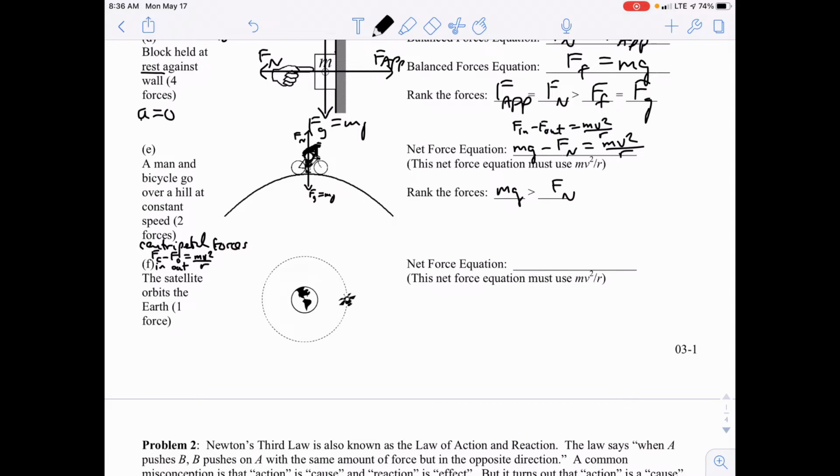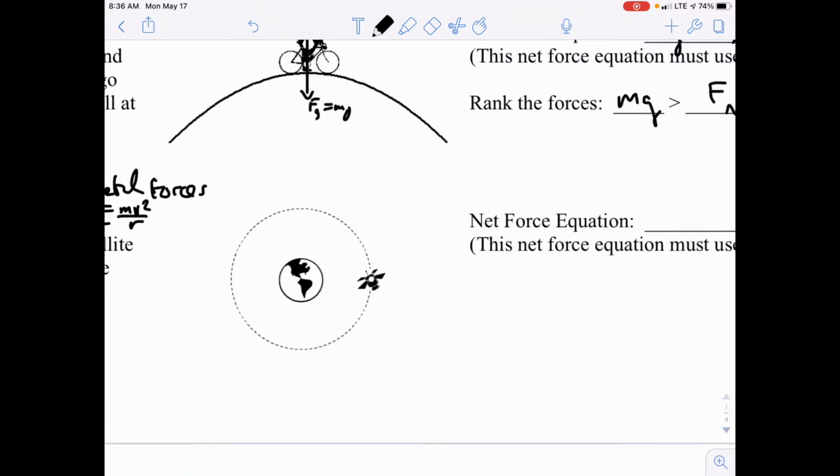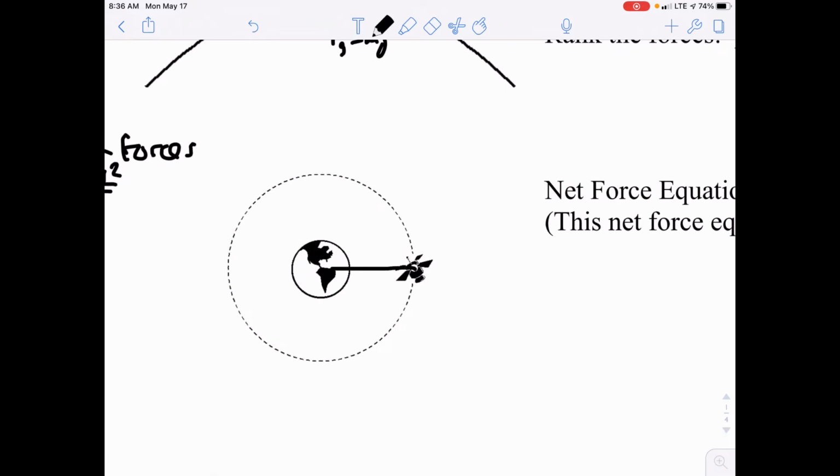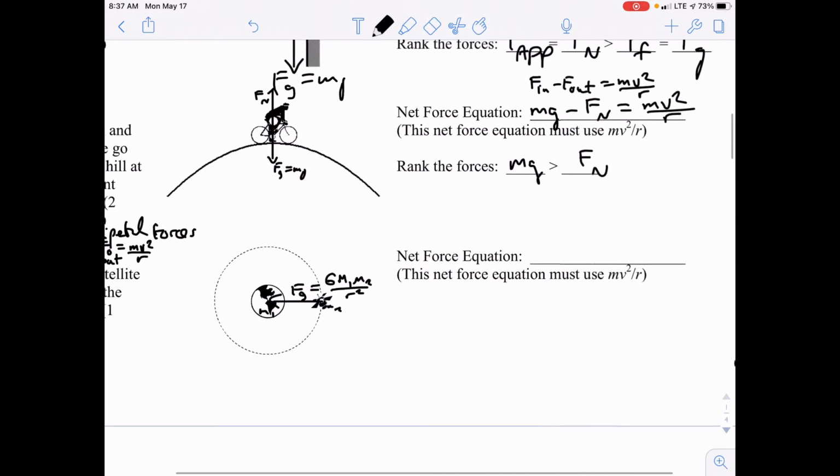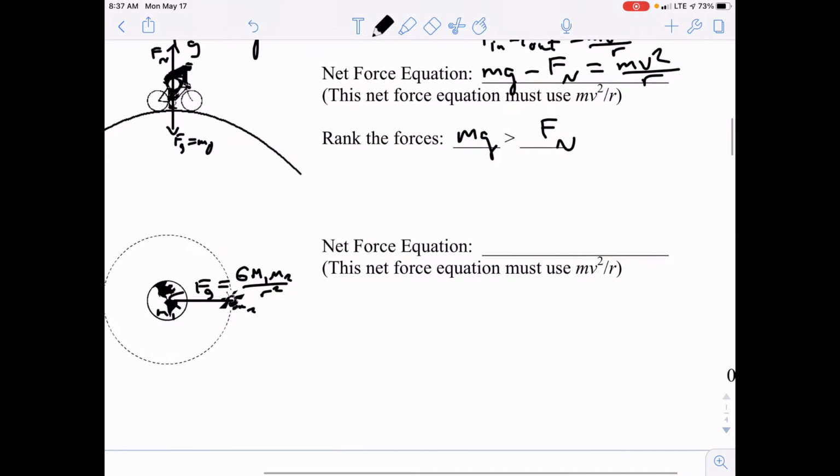Well, in situation F, we have a satellite orbiting the Earth, and there's really one force acting on this thing, and that would be the weight, Fg. But recall, with Fg we're talking about 2 masses, M1 and M2, so Fg is equal to big G, M1, M2 over R squared. So what's the net force equation on this?